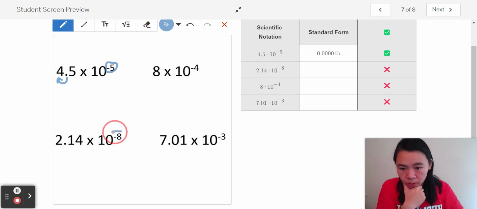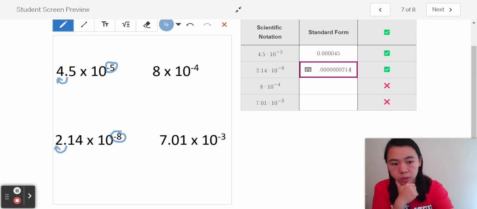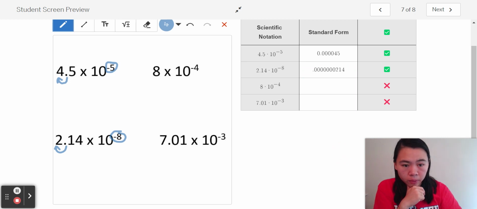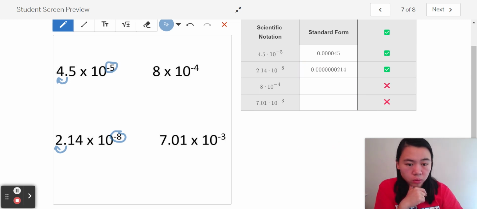Our second one, negative 8. Get over the 2. That means we're going to have 7 zeros. So decimal, 1, 2, 3, 4, 5, 6, 7, 214. Fill in the front. Go ahead and put that 0 where your whole number typically goes, because we're looking at small numbers that are less than 1.